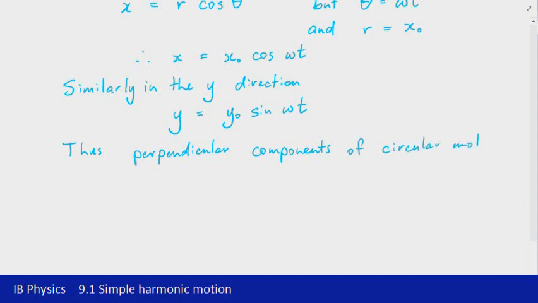So in class we'll have a look at some problems and some ideas around angular frequency and angular velocity, and do some calculations and a few activities associated with that.